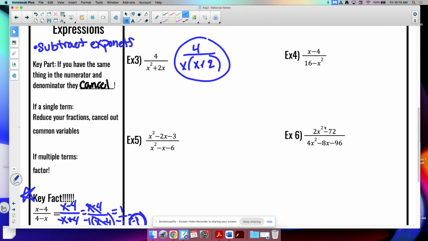Can we factor the numerator at all? Nope. The denominator. 16 minus x squared. How would this one get factored? Where does the 16 come from? 4 squared. How do you get minus x squared with nothing in the middle? Plus x minus x.